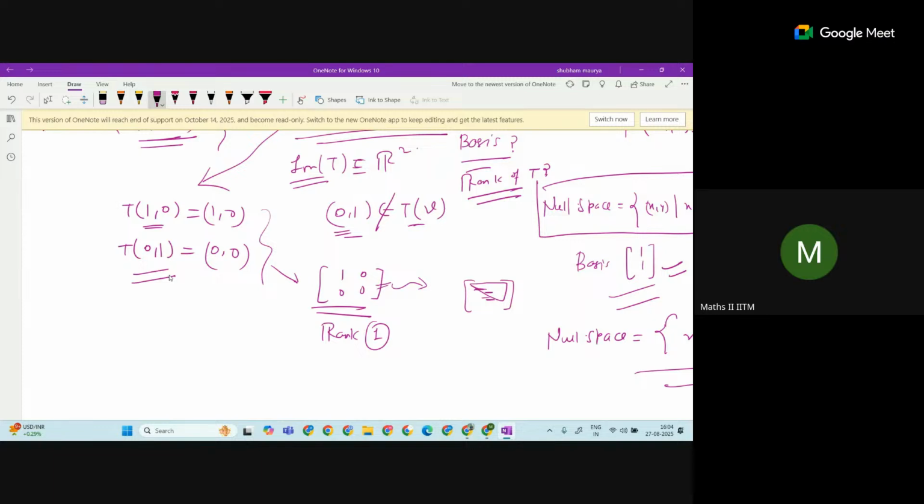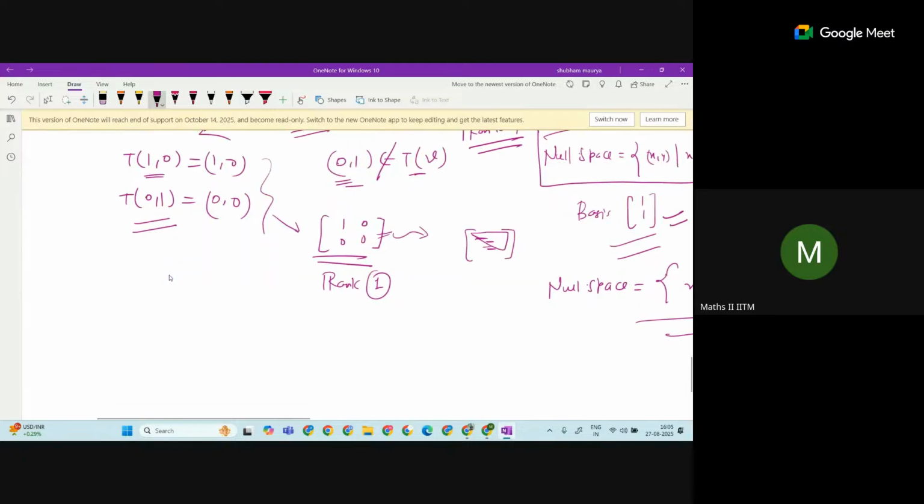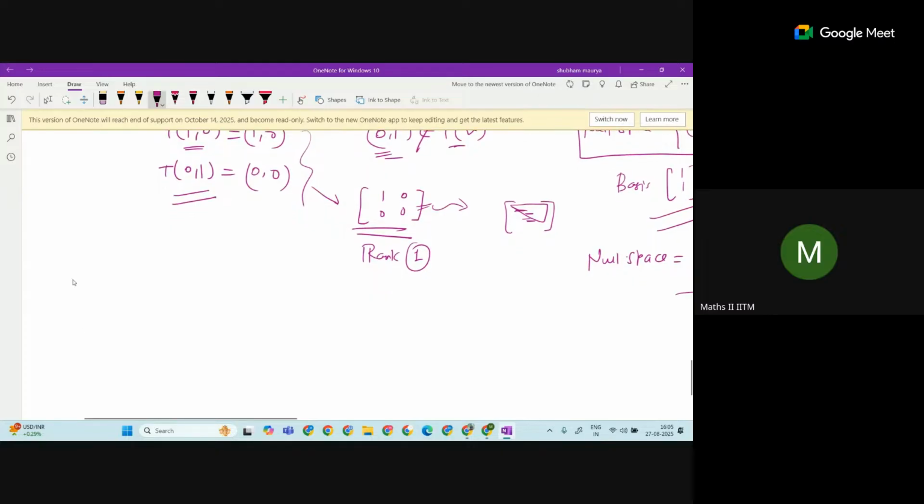So it is not so tough. Okay. Now there is a term called the four fundamental spaces. They are the row space, column space, null space, and left null space.